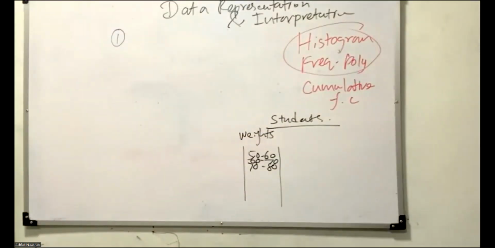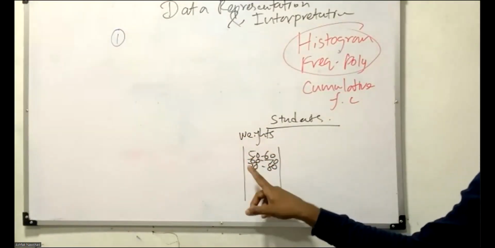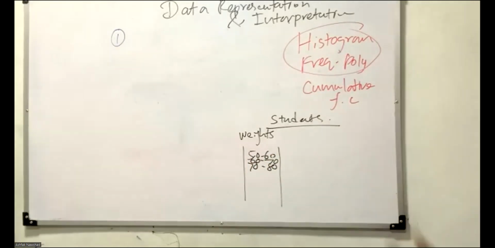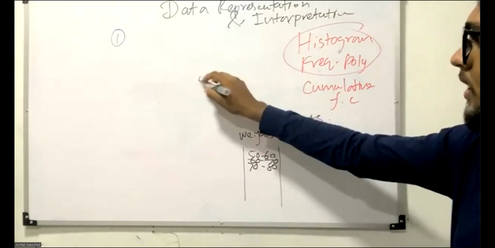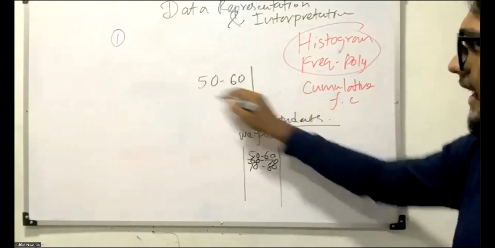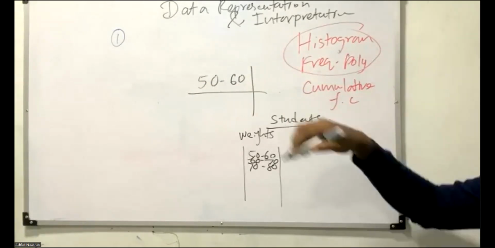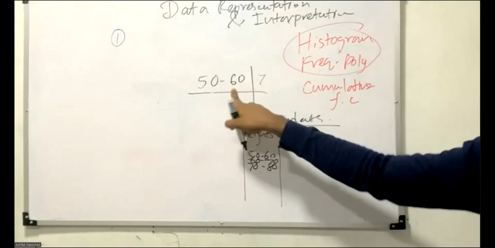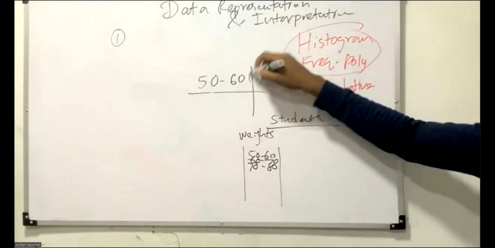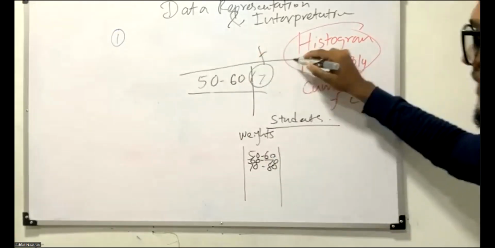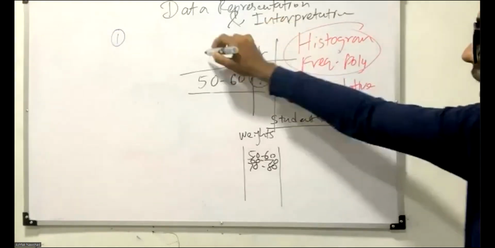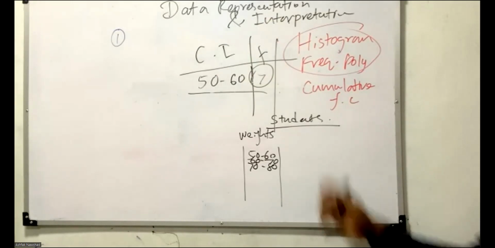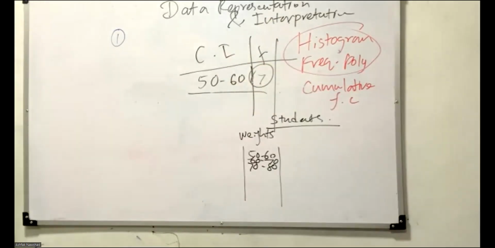So simply, a class interval is a range of values, 60 to 70, 50 to 60, likewise. And the frequency is how many students exist in the range 50 to 60 kilos. For example, if I say 7 students weigh between 50 and 60, then 7 is the frequency of this distribution. So 7 is the frequency and the range is the class interval. I guess this is clear, class interval and frequency.